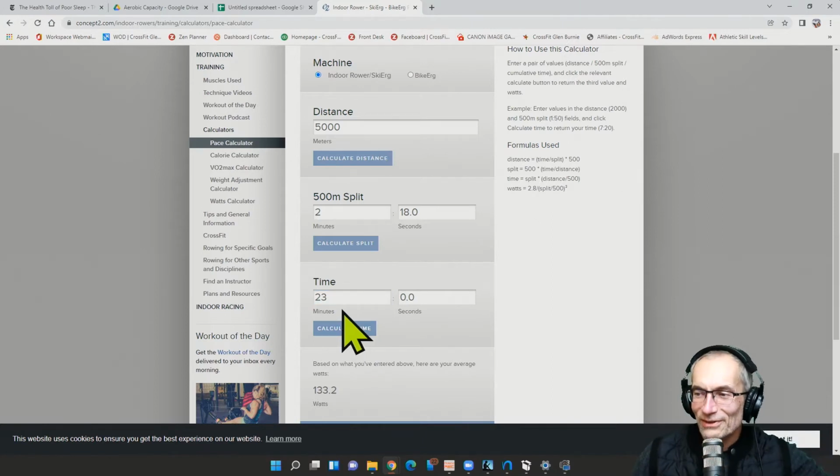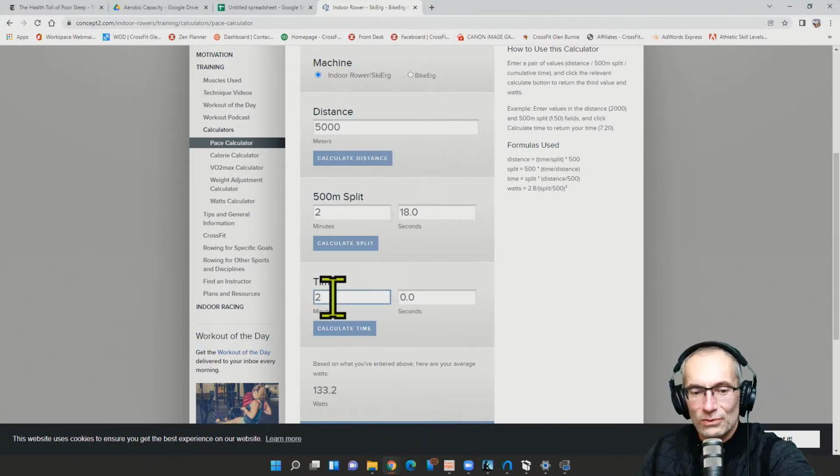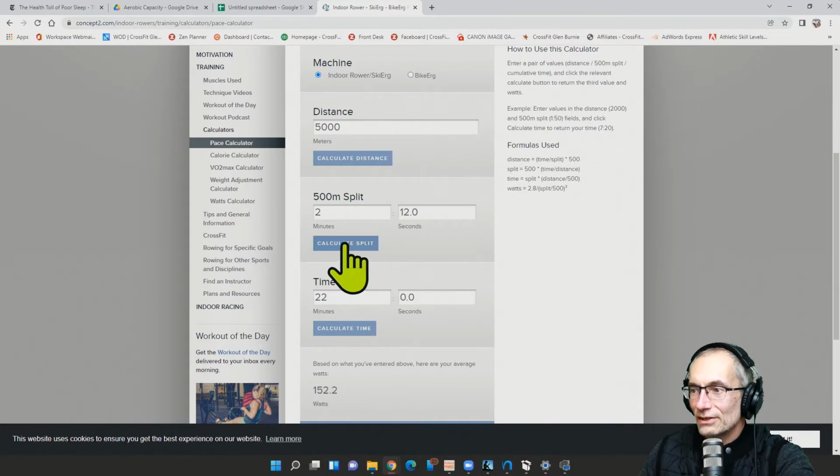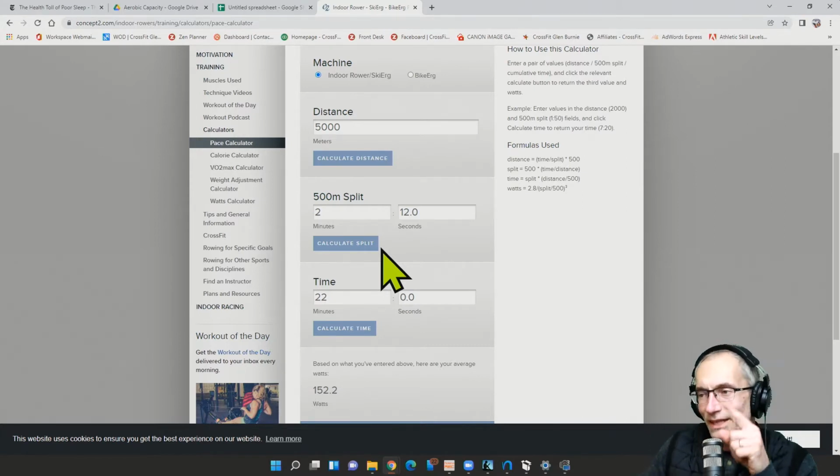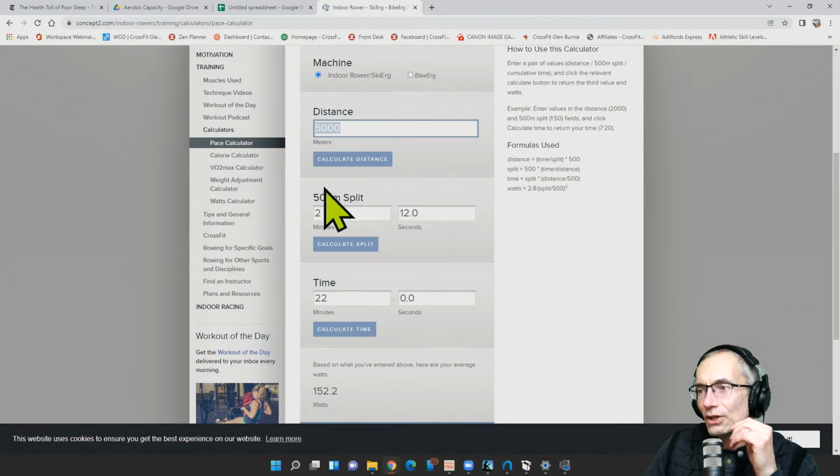If we wanted to get off and have 3 minutes for wall balls, let's put 22, then we can calculate our split time. We have to knock 6 seconds off of our pace, so our pace for our 500 meters has to be 2 minutes and 12 seconds. This is fine if you know that you can row 2 minutes and 12 seconds for 5,000 meters. But most of the time, we don't have a good idea what our sustainable pace is going to be.